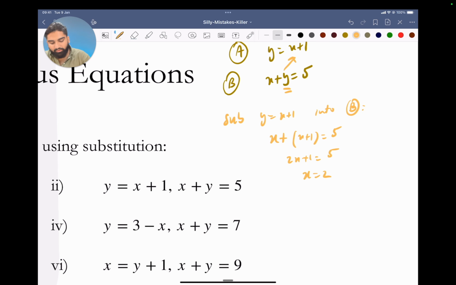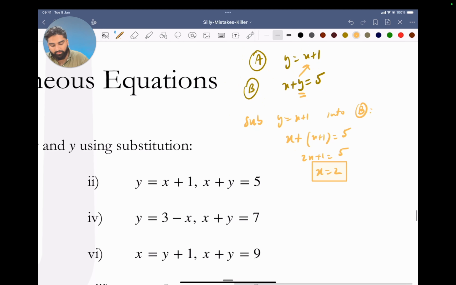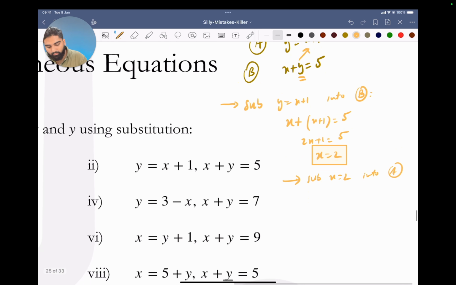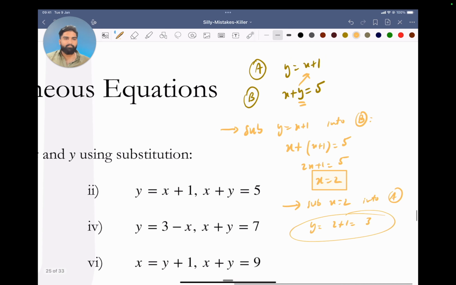Cool? And then once you get one of them, you just use any one of the equations to find the rest. So now I'm going to sub in. I want to sub in next step, so I don't have the craziest amount of space here. I'm going to sub in x is equal to 2 into the first one. It's a lot simpler. And what you get is y is equal to 2 plus 1, which is 3. And that's it. Very easy if you know what you're doing.